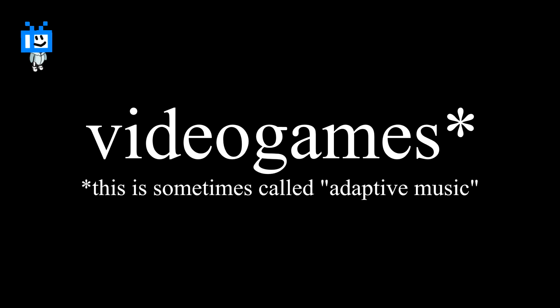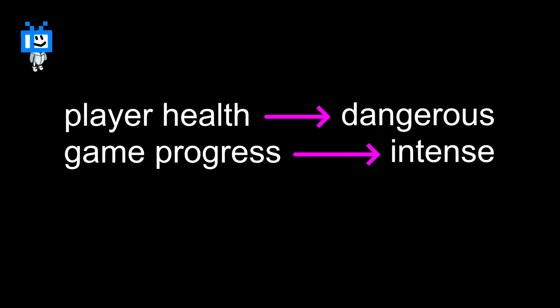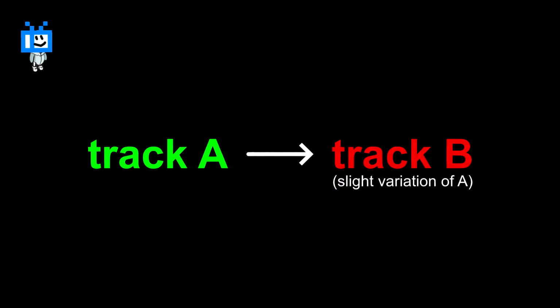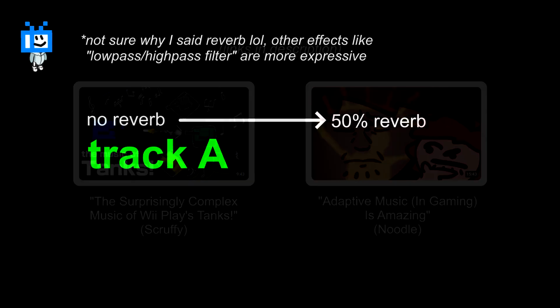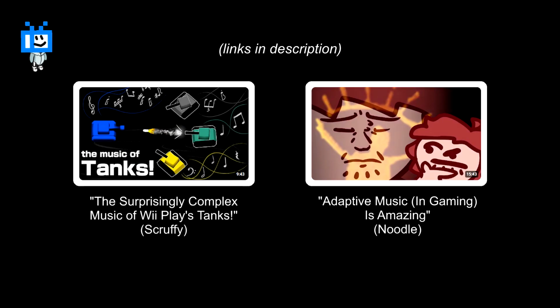You know what else has dynamic music? Video games. Dynamic music in games simply means changing the music depending on some factors like maybe the player's health, the game progress, or a boss fight. This can be done by either changing the track entirely or adjusting the effects that are applied onto it, like reverb. Here's a couple of videos I recommend that go into more detail about this.